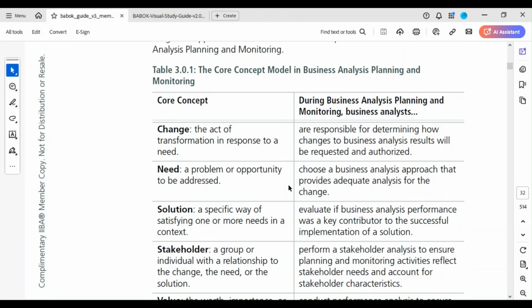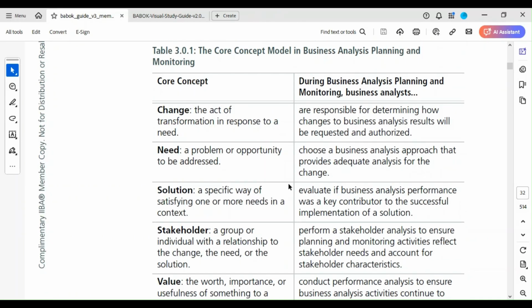So let's go right into it. Now, just position your mind to think about business analysis planning and monitoring, and how this core concept talks to it. Change, the act of transformation in response to a need. So during business analysis planning and monitoring, business analysts are responsible for determining how changes to business analysis results will be requested and authorized.